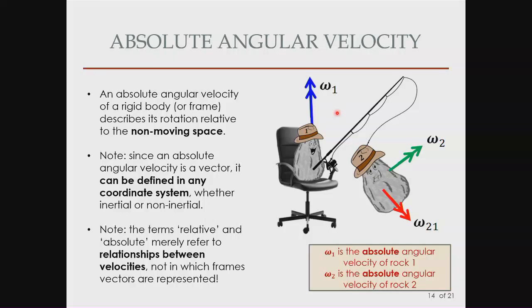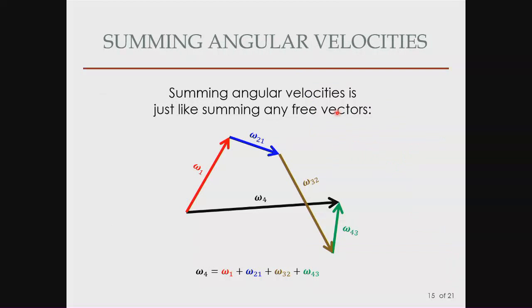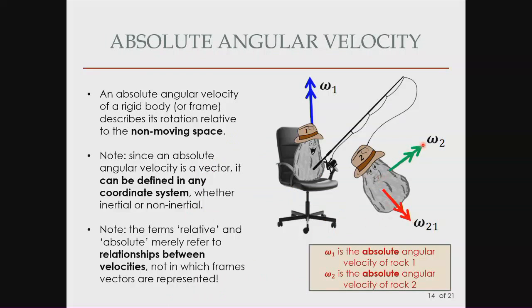All right, let's practice a little bit. Oh yeah, before the next slides, this is super important. In this example, if you want to calculate this omega 2, or absolute angular velocity of rock 2, what would you do? You would need to sum this vector omega 1 with this vector omega 2 relative to 1.